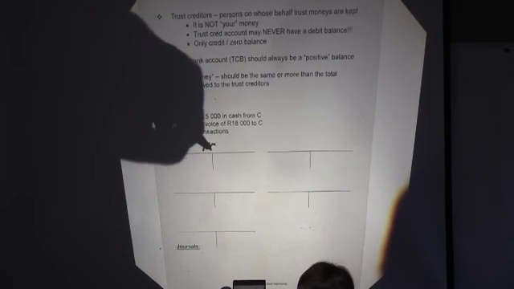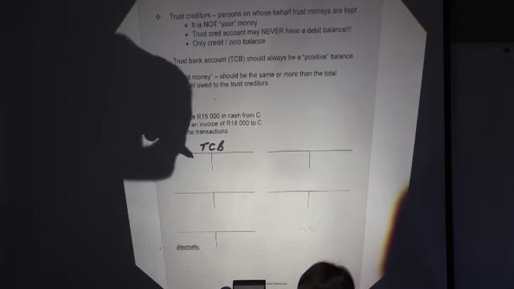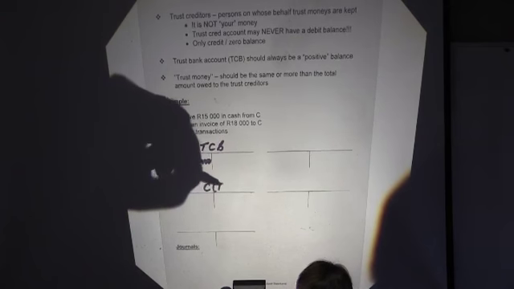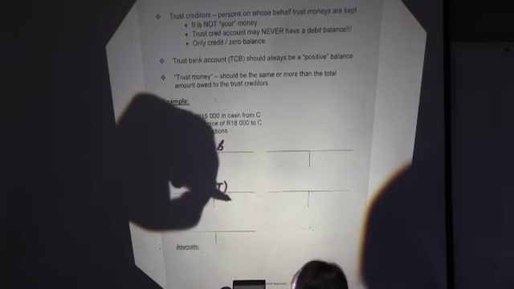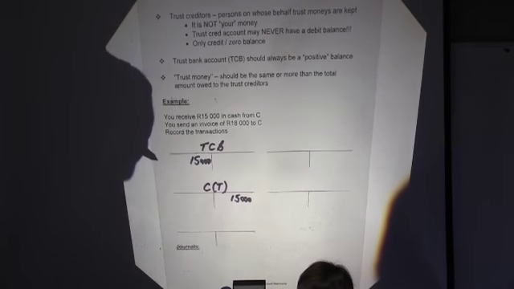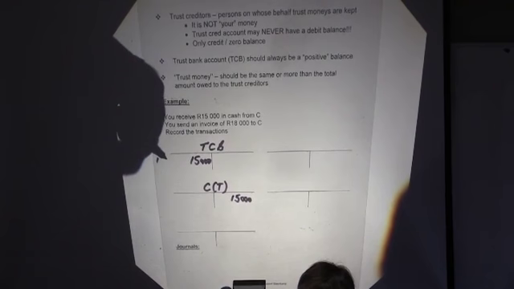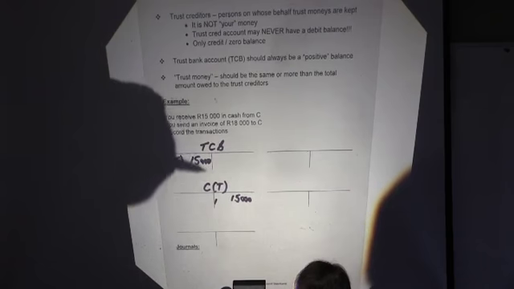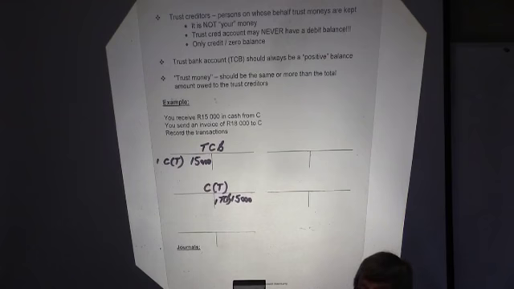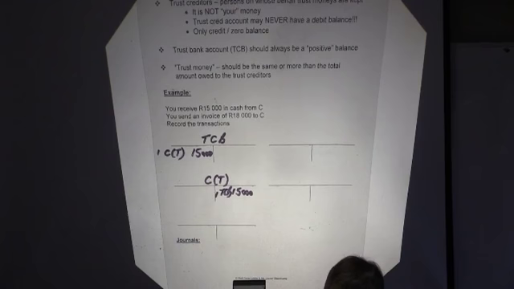We will open a trust cash book. You will debit your trust cash book with 15,000 rand, and you will open a C account, and we will put in brackets T because it's C in a trust capacity, the 15,000. Let's call it item number 1. Here we will write C trust account, and there you will write trust cash book. You send an invoice to C for 18,000 rand.